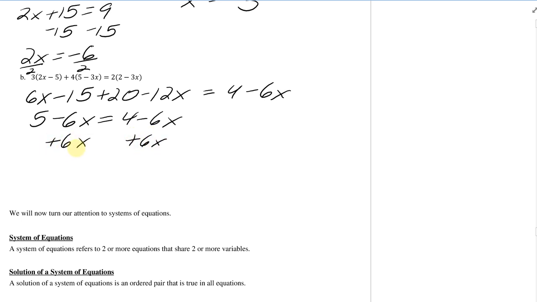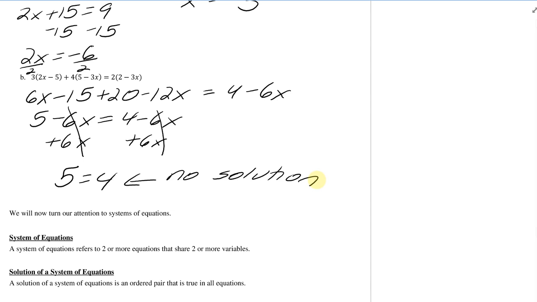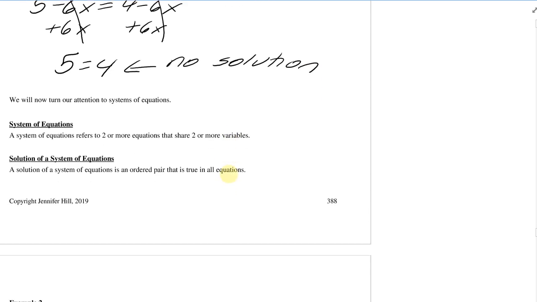So when you do this, notice you have negative 6x plus 6x, so actually they drop out on each side. So you're just left with 5 equals 4. What's the interpretation of this? The interpretation of this is that there is no solution. Okay, so I just wanted to refresh your memory of all of that because we're going to be doing sort of like that with this section.